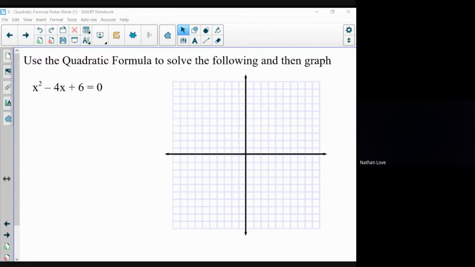Oh, fun. We did this one yesterday? Was it negative 8? We never did 5x squared plus 6. Yeah, we did that. Well, all right.